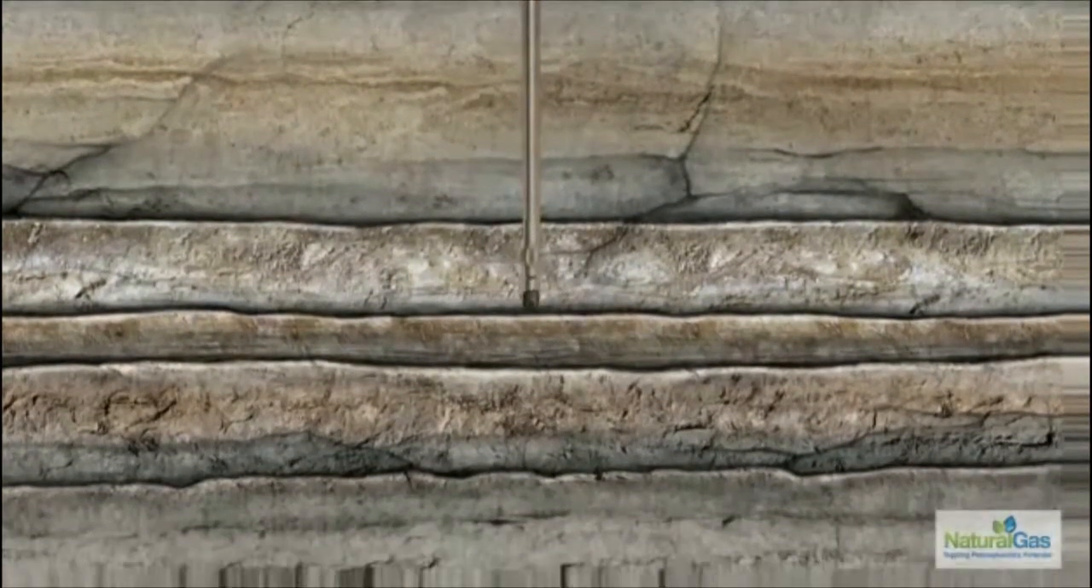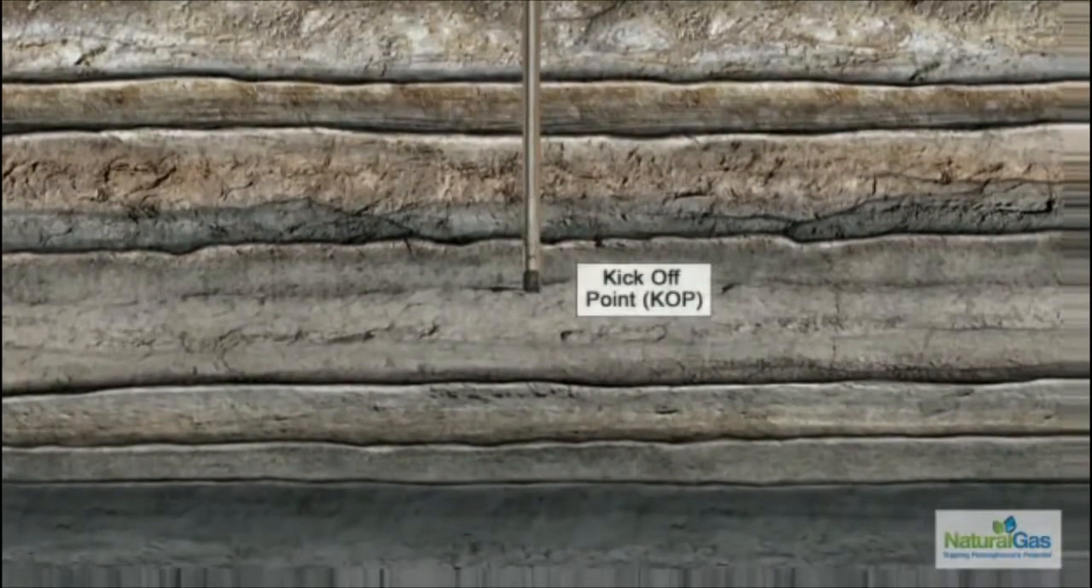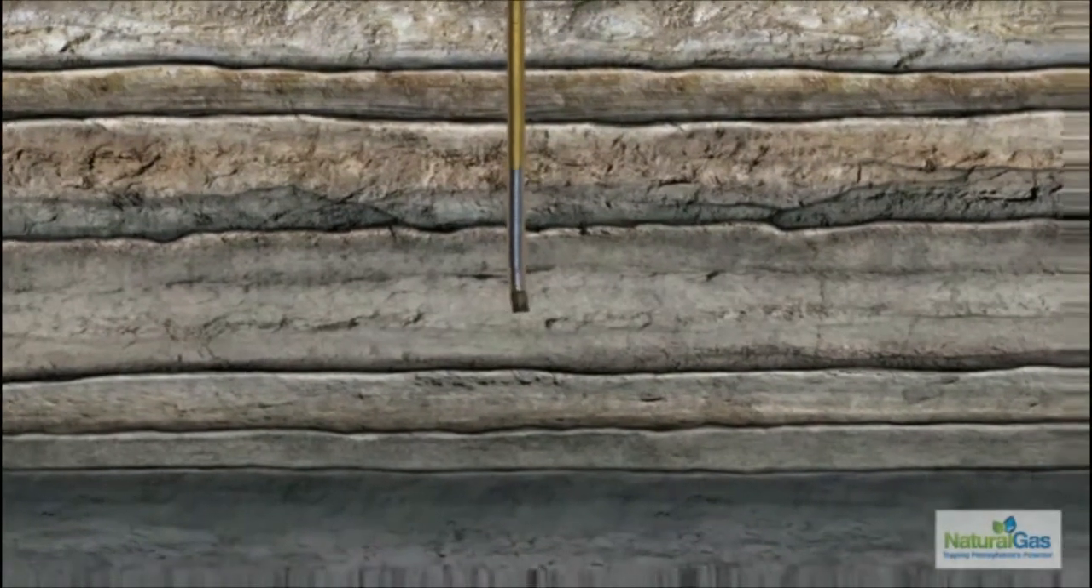This depth is called the kickoff point, where the curve will begin so the horizontal section can be drilled. Up to this point, the process is the same as drilling a vertical well. Again, the pipe and bit are pulled out of the hole, and a downhole drilling motor with measurement while drilling instruments is lowered back into the hole to begin the angle building process.